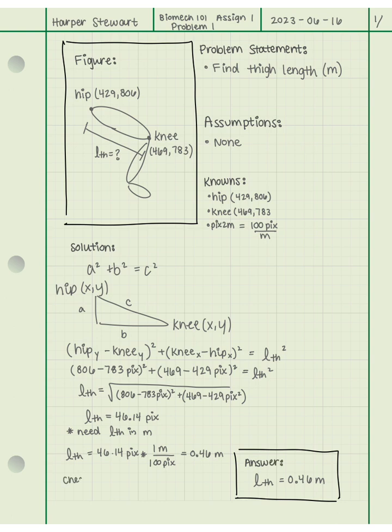We also want to check to make sure our answer makes sense. So we calculated 0.46 meters for the length of the femur. If we convert that to inches, it's approximately 18 inches, which is the average length of an adult femur. So the work that we did makes sense.